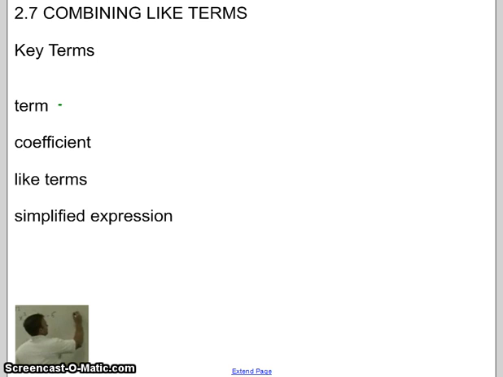Types of terms would be x. x could be a term by itself. It's a variable, but it falls under the category of terms. 3x is a term. 4 is a term. Negative 8 is a term. 4x squared is a term. Within each term you may have different things as well, but each is a term.